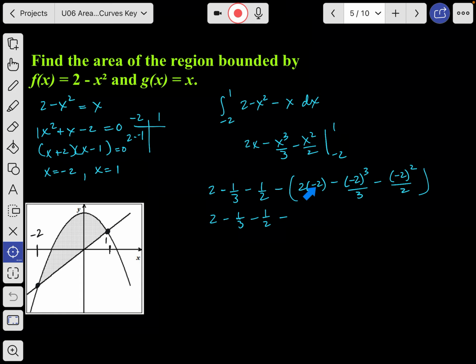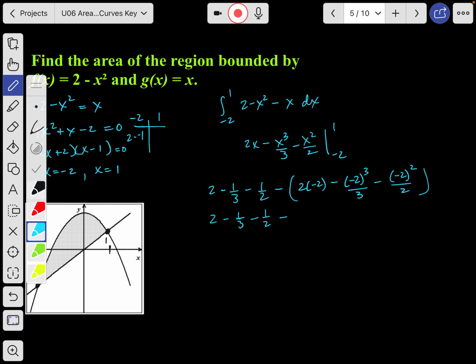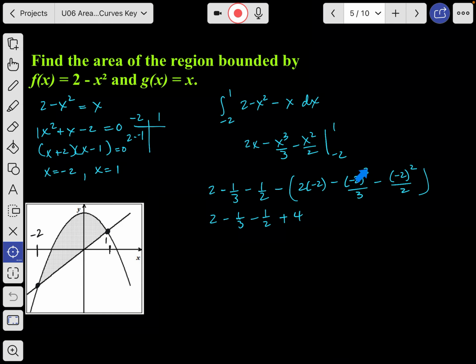All right, so I'm going to have 2 times negative 2. That's going to give me a negative 4. And if I distribute the negative, that'll give me a plus 4. In this next term, negative 2 cubed is going to give me negative 8. That will make a positive 8, but if I distribute this minus sign, that'll give me negative 8/3. And in my last term, negative 2 squared is a positive 4 over 2. So that's positive 2. The minus sign will make it negative 2, but then if I distribute the negative to that, that'll make that positive 2.